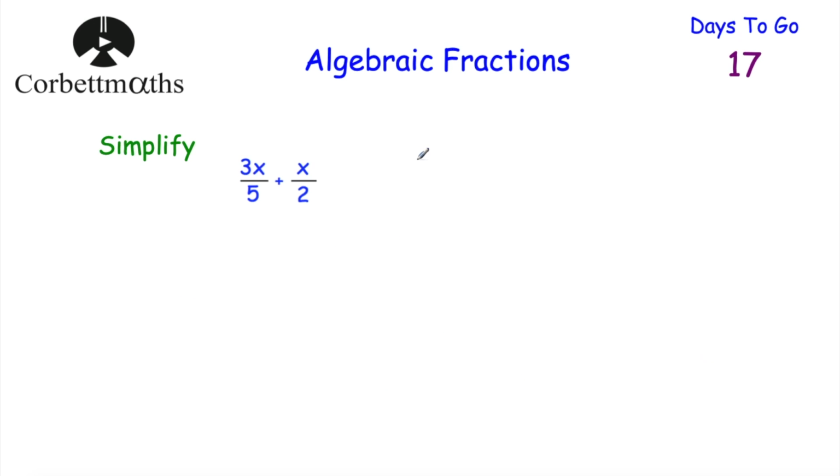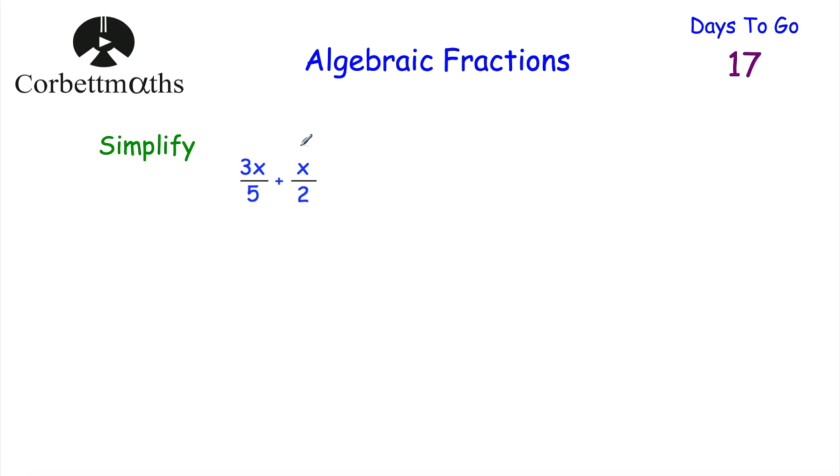Okay, so we've had a look at how to simplify algebraic fractions, how to multiply and how to divide them. Now let's look at adding algebraic fractions and subtracting algebraic fractions as well. So here's a question for you. It says simplify 3x over 5 plus x over 2. So feel free to press pause and try this question now yourself.